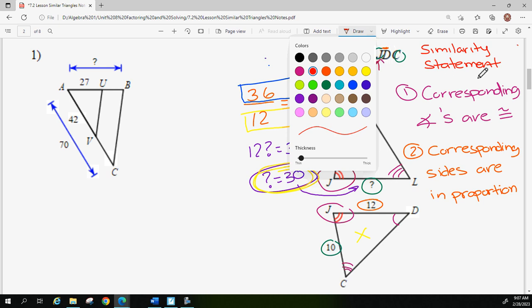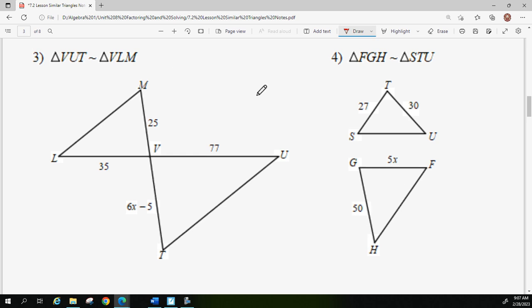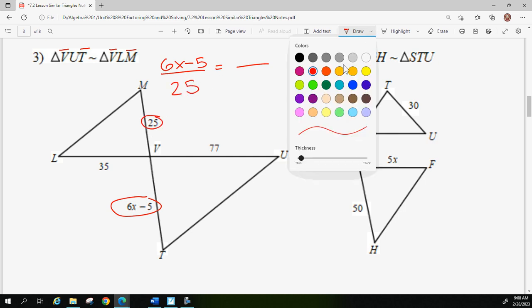I'm going to come back to this one in a minute because I want to do a couple more where I have similarity statements. So again, we can match up the corresponding sides by looking at the names. And I'm going to tend to start with the side that has X or question mark. You don't have to. That's just sort of the way I tend to do things. And so that is side VT. That's the first and third letter in this first triangle. And so that should match with VM. VM is this one. So there's my first fraction.